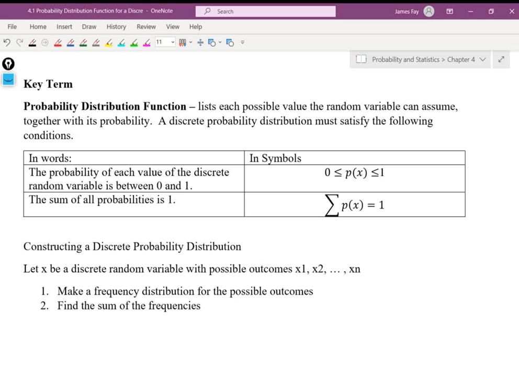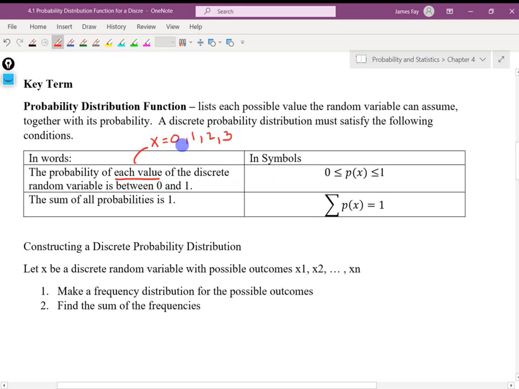Like I said, it's wordy, but basically all it is is a table that shows you the probability of each of those random variables. It says it lists each possible value the random variable can assume together with its probability. A discrete probability distribution must satisfy the following conditions. The probability of each value, that is talking about all those x's that we had. So x is equal to 0, 1, 2, or 3.